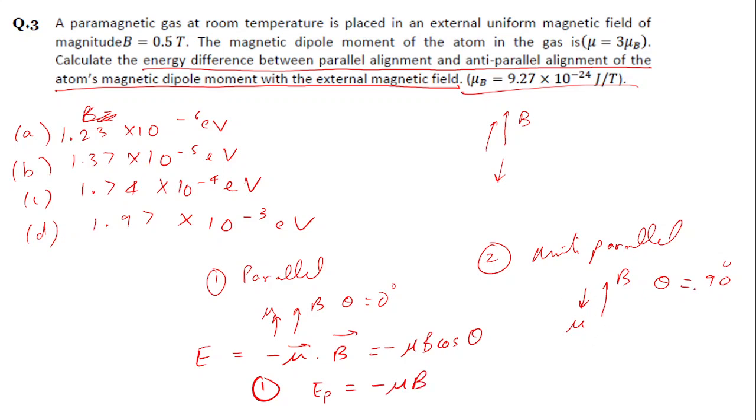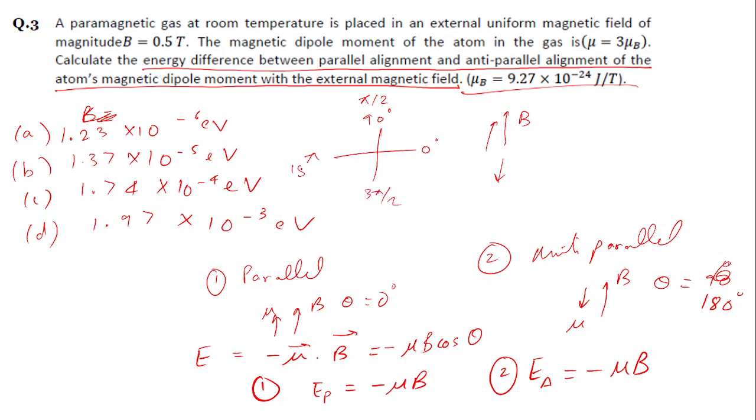And when it's anti-parallel, it means it is 180 degree. So E, let's call it A, anti-parallel. For the second situation, the energy will be minus mu b cos 180 degree. Now for cos 180 degree: 0 degree, 90 degree or pi by 2, this is pi, and this is 3 pi by 2, so 270 degree, and this is 180 degree.